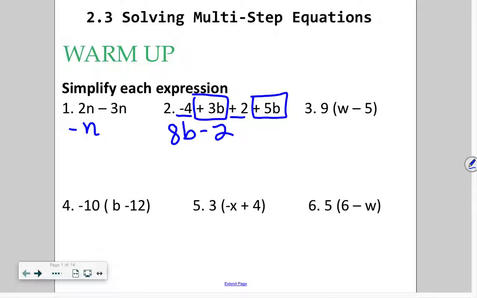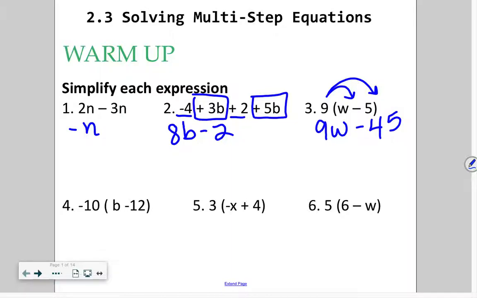Number 3, what's the only thing we can do to simplify? Distribute the 9. So 9 times w is 9 times the negative 5? Correct. So 9w minus 45. Number 4, distributing a negative.